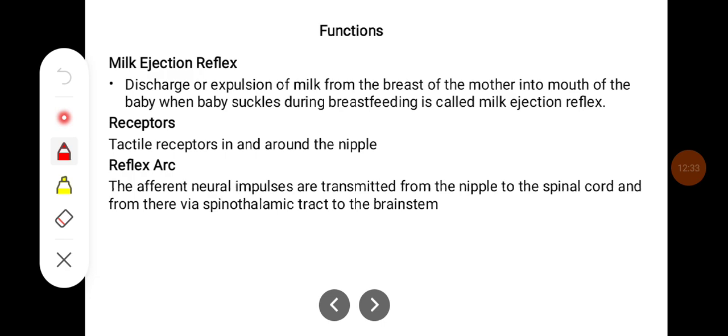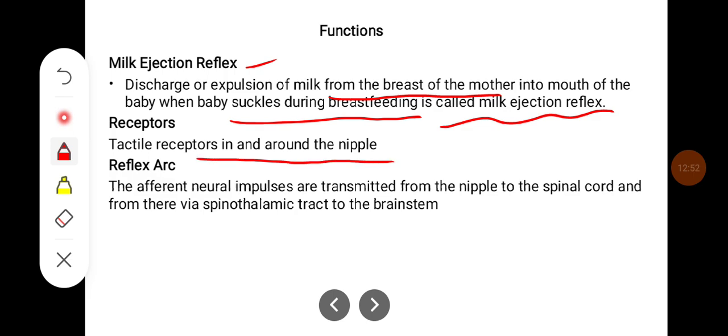Functions of oxytocin. So it is responsible for milk ejection reflex. This is a discharge or expulsion of milk from the breast of the mother into the mouth of the baby when baby suckles during breastfeeding, which is called as milk ejection reflex. The receptors here are the tactile receptors in and around the nipple.